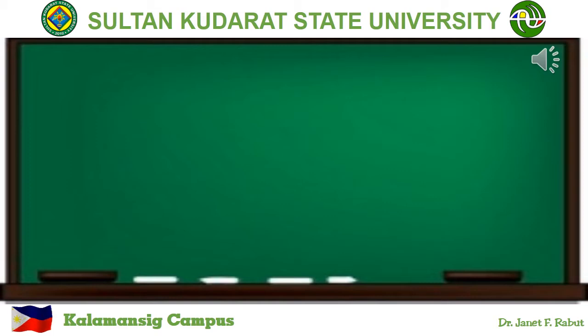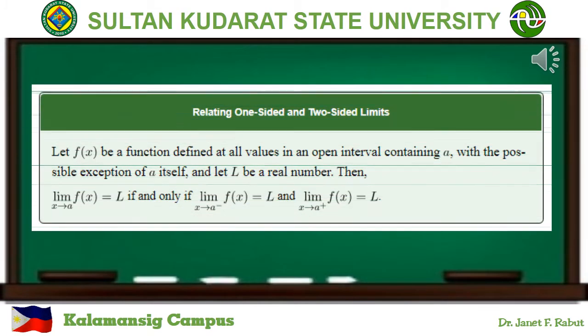These conclusions are summarized in here. So let's say, let f(x) be a function defined at all values in an open interval containing a, with the possible exception of a itself. So a is not included. And L be a real number. Then, the limit of f(x) as x approaches a equals L. That is the definition of limit, right? If and only if the limit of f(x) as x approaches a from the negative side, or numbers less than a, equals L, and the limit of f(x) as x approaches a from the positive side, or greater than a, equals L.